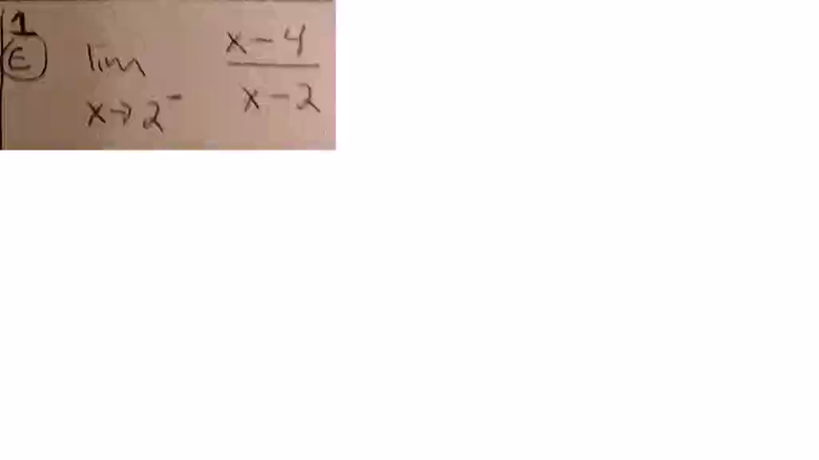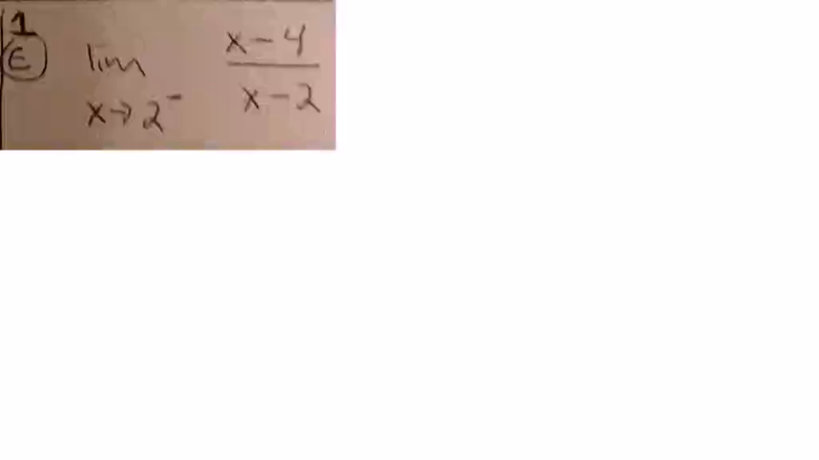Chapter 3, Study Guide, Limits, Problem 1e. We want to find the limit of this function as x goes to 2 from the left. This is a one-sided limit. Clearly we are undefined at x equals 2. But before we do this, let's go ahead and draw ourselves a graph of what this looks like.